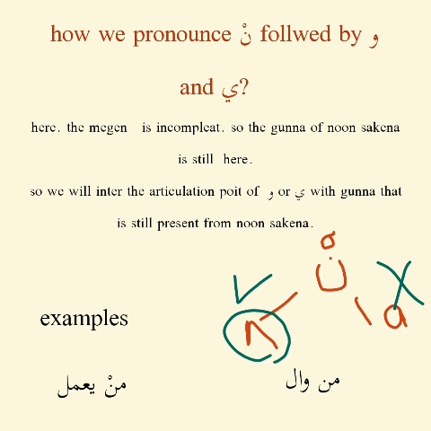Okay, here is the difference. Here nun sakina is followed by waw and ya, but it's an incomplete merging. So the articulation point of the nun sakina will disappear, while the ghunna of the nun sakina will still remain with us. Okay, so when nun sakina is followed by waw and ya, we will cross the articulation point of the nun sakina while we keep the ghunna. So we will use the articulation point of waw and ya, enter the waw and ya, with the ghunna.